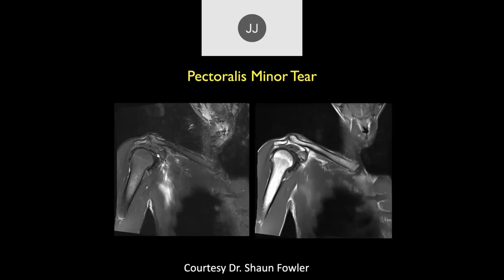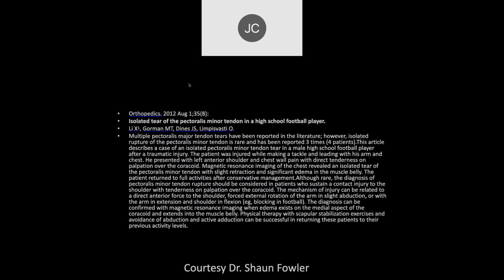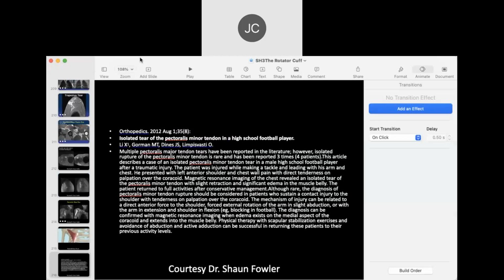You can see the edema going right up to the coracoid process. So this is a pectoralis minor tear, and this just shows it attaches to the rib cage here, and heads up and attaches to the coracoid process. Surprising that the biceps is not injured.